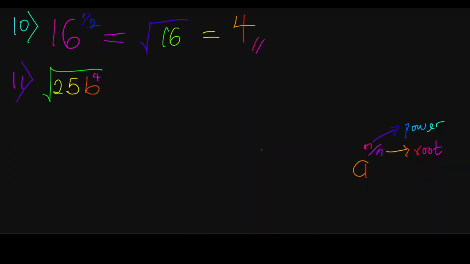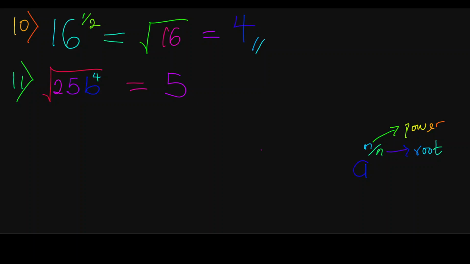Next example. The question says the square root of 25b raised to the power of 4. So it's easy, because the square root of 25 is 5. While the square root of b raised to the power of 4 is b raised to the power of 2. So the square root of b raised to the power of 2 will also be b raised to the power of 1. The square root of b raised to the power of 6 will be b raised to the power of 3. Since it is square root, it's just like dividing by the root, which is 2. So when you divide 4 by 2, it's going to give you 2. So the answer to this is 5b raised to the power of 2.